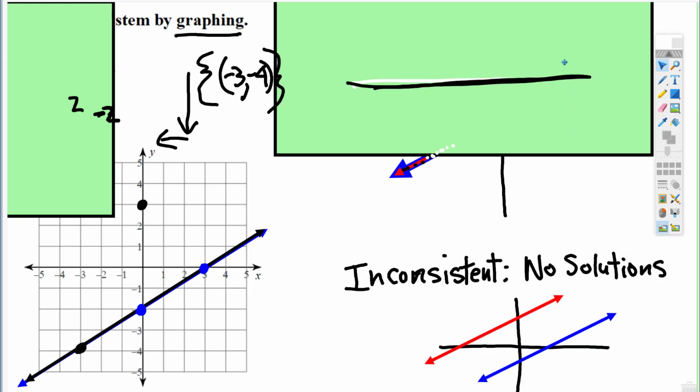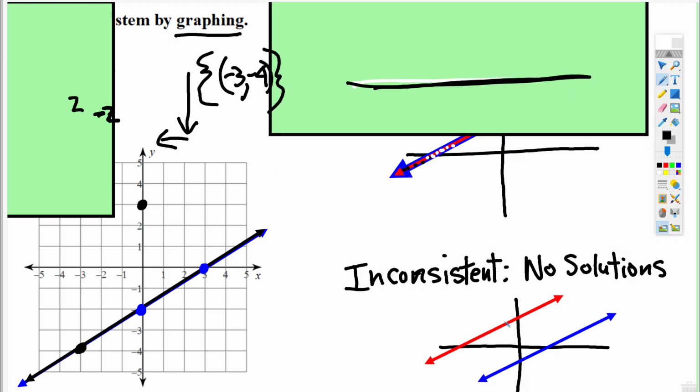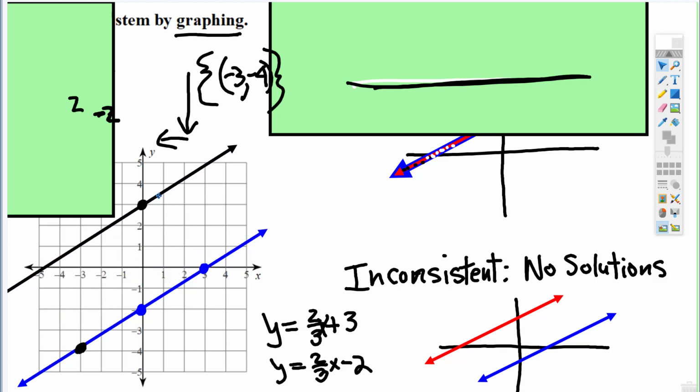Okay, and then the next situation is when two lines, so if we would have had y is equal to 2/3 x plus 3, and y is equal to 2/3, whoops, I left off the x, minus 2. So if we would take this line right here and move it up like that, well, notice their slopes are the same. They're parallel. Parallel lines will never cross. So that solution set is no solutions. And if a system has no solutions, it's called inconsistent. Okay, that's it for solving systems by graphing.